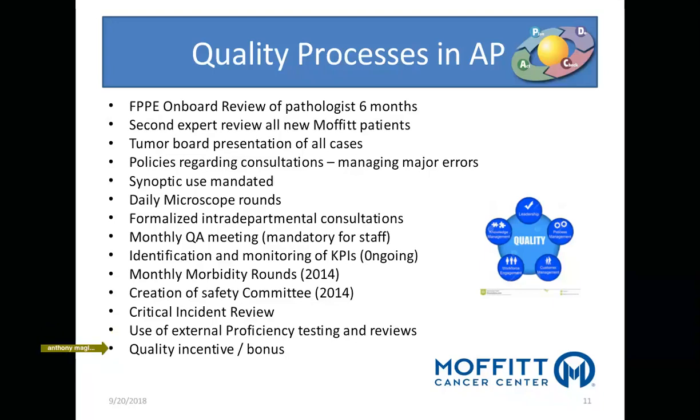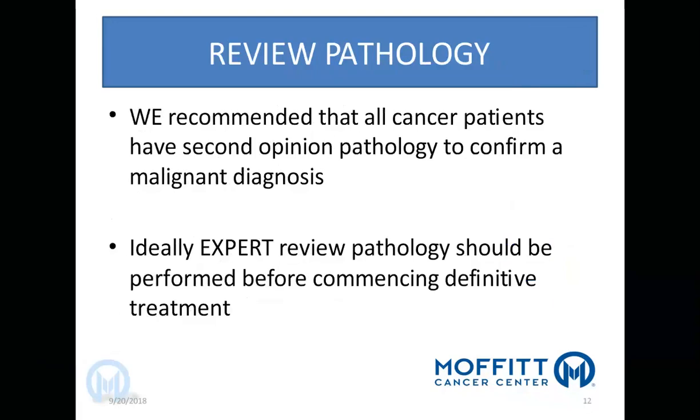And one tool that we use at Moffitt is incentive and bonus plans, where at the beginning of the year, certain mandatories are in place, such as the requirement to attend quality assurance meetings, and then targets are set in terms of turnaround time or qualities of reporting, etc., and things such as bonuses and merits are tied to these as part of an incentive plan to improve overall quality.